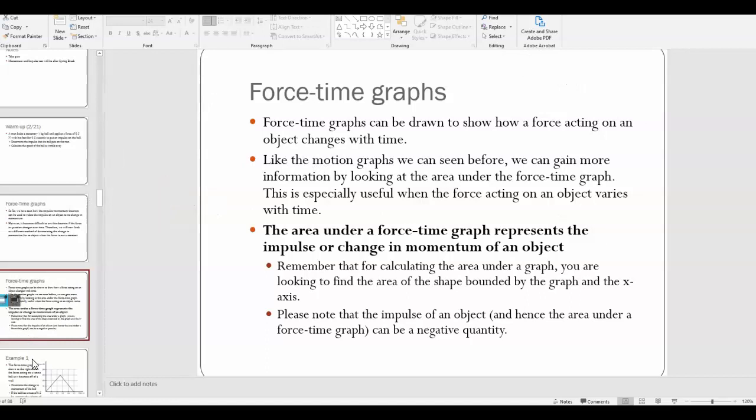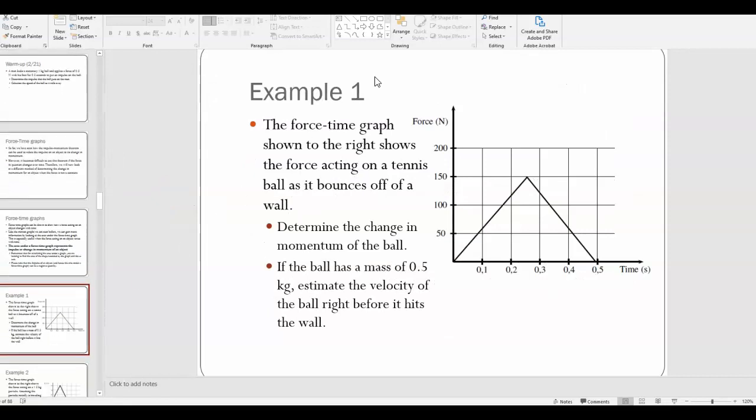Okay, so let's take a look at example 1. Example 1 says, the force time graph shown to the right shows the force acting on a tennis ball as it bounces off of a wall. And so let's say the tennis ball is flying through the air, there's no force acting on it, but as soon as it comes into contact with a wall, let's say right here, it begins to experience a force, and that force is not constant, because actually what's going to happen is the tennis ball is going to compress against the wall, and then it's going to be shot back out.